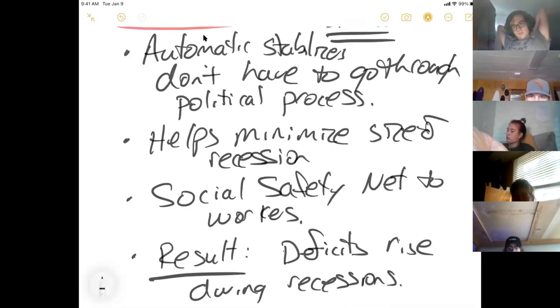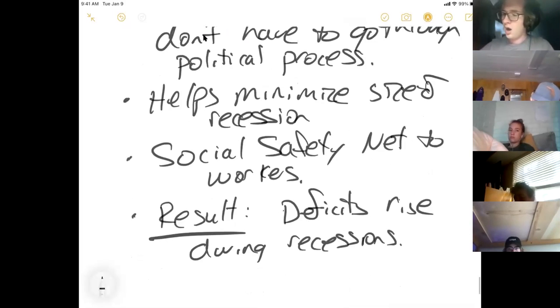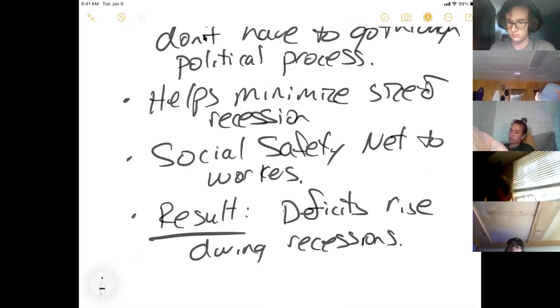Because of the way that our social safety net is set up and the way that automatic stabilizers are set up, deficits are always going to rise during recessions. They always rise during recessions. And we're going to look at some data here in a minute. You will not be surprised to know that our deficits rose over the last year because of COVID. And a lot of it is because of these social safety net programs, these automatic stabilizers, right?